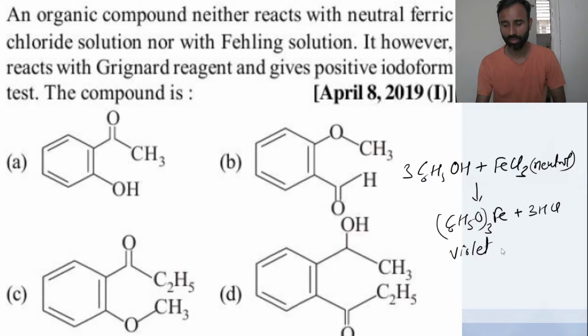If the neutral ferric chloride test is positive, that means it is a phenol. Here, the compound does not react with neutral ferric chloride, which means the compound is not a phenol. That means option A is rejected. Straightforward. Now, nor with Fehling's solution.